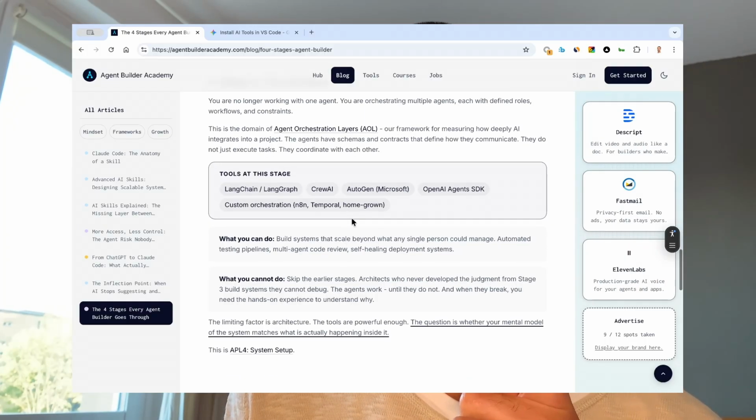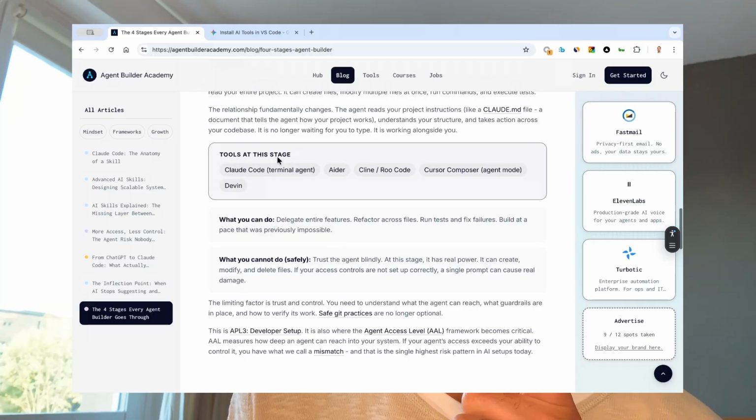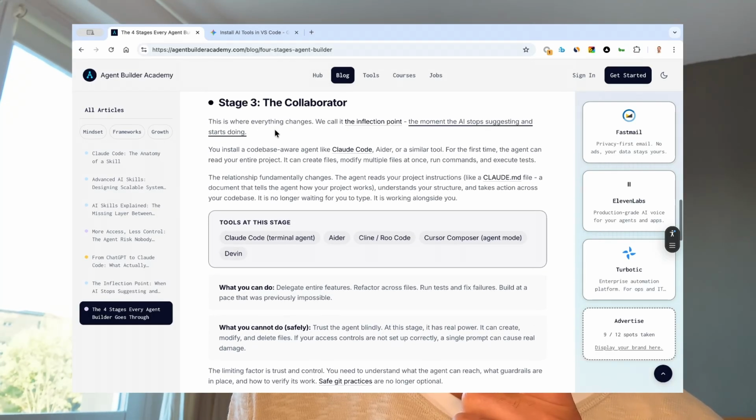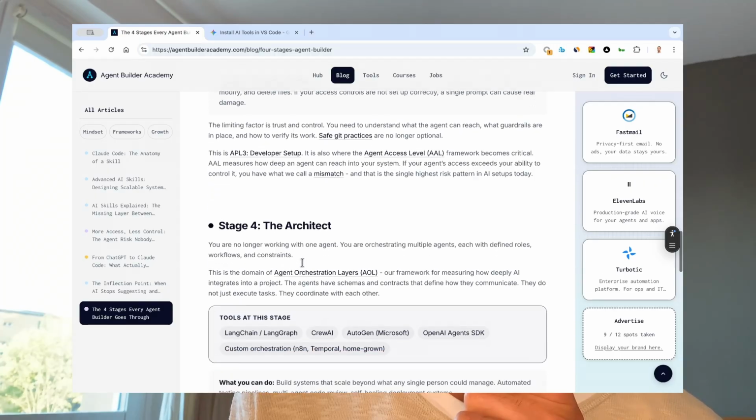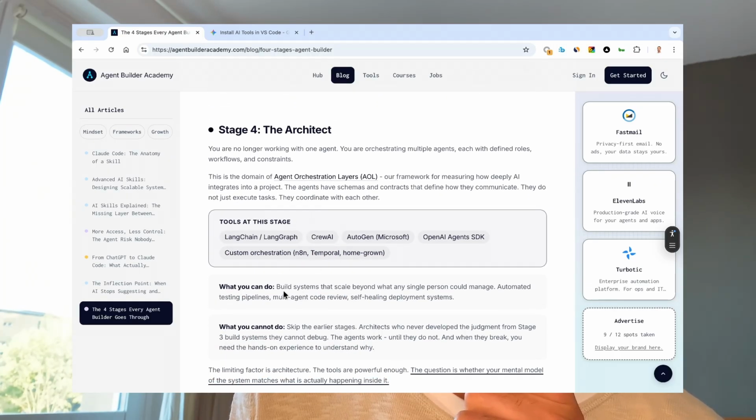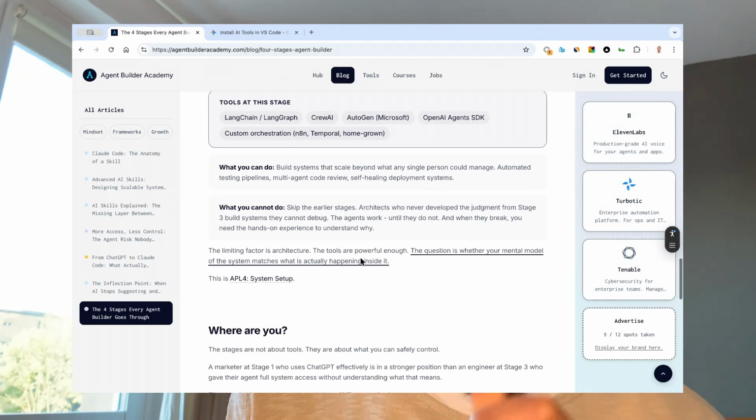And it is very important to understand that you cannot skip earlier stages. You need to master this stage here, the collaborator stage. You need to understand how to give guardrails to your agents in order to actually move on to the next stage, to the architect stage.